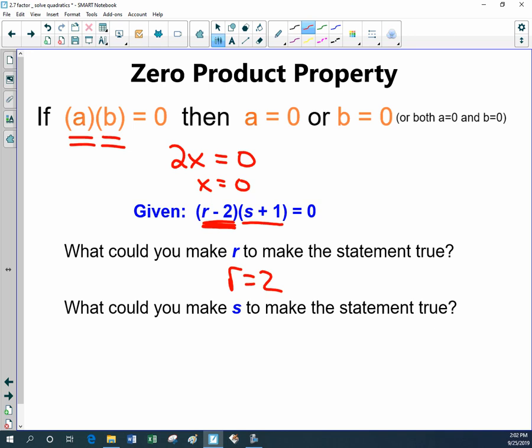And what would we plug in for s? What would be the value of s to make s plus 1 equal to 0? That would be negative 1. So if r is a positive 2, we would have 2 minus 2, which is 0, and 0 times anything would be 0. If s was a negative 1, negative 1 plus 1 would be 0. Anything times 0 would be 0. So this property is one that we're going to use today in solving by factoring.